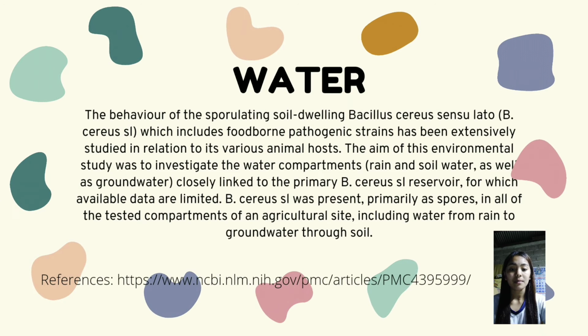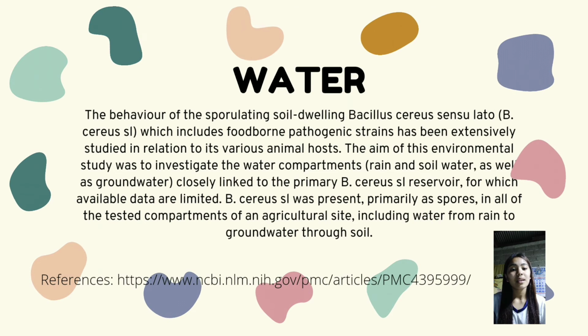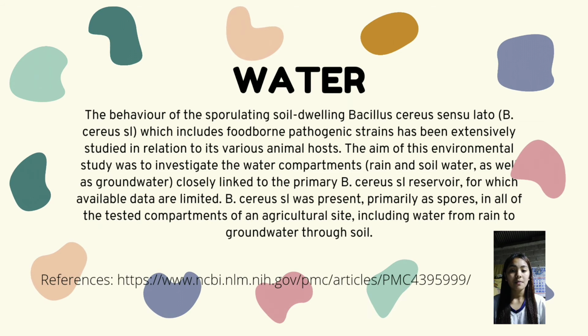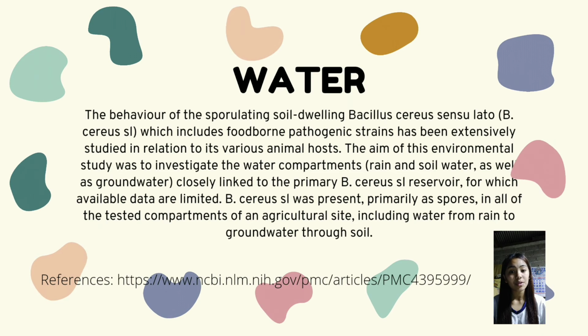The third source of Bacillus is the water. In water, the behavior of the sporulating soil-dwelling Bacillus cereus sensu lato, which includes foodborne pathogenic strains, has been extensively studied in relation to its various animal hosts. The aim of this environmental study was to investigate the water compartments from rain and soil water as well as groundwater, closely linked to the primary Bacillus cereus reservoir, for which available data are limited. Bacillus cereus was present primarily as spores in all of the tested compartments of an agricultural site, including water from rain to groundwater through soil.